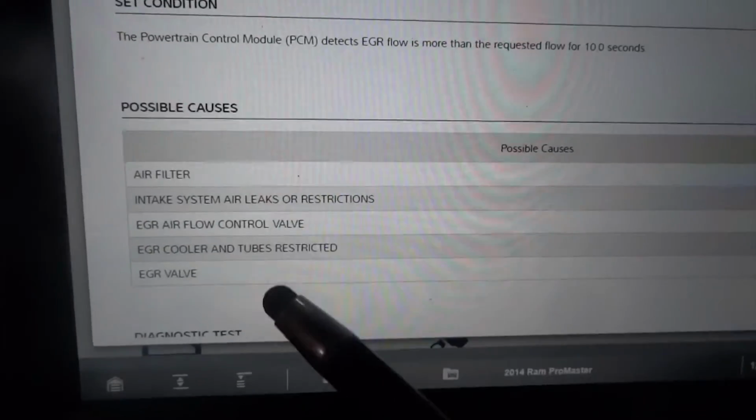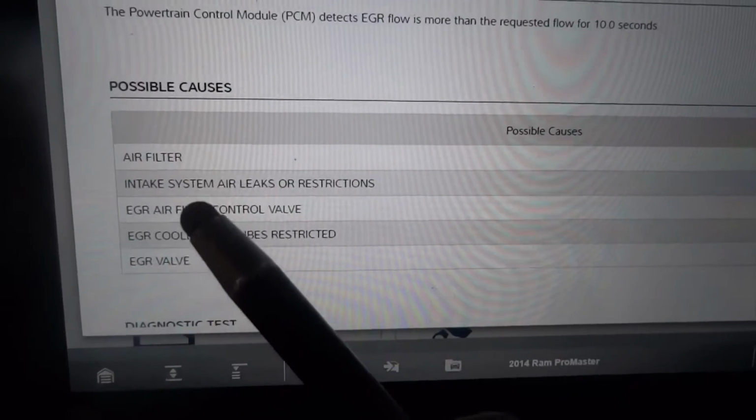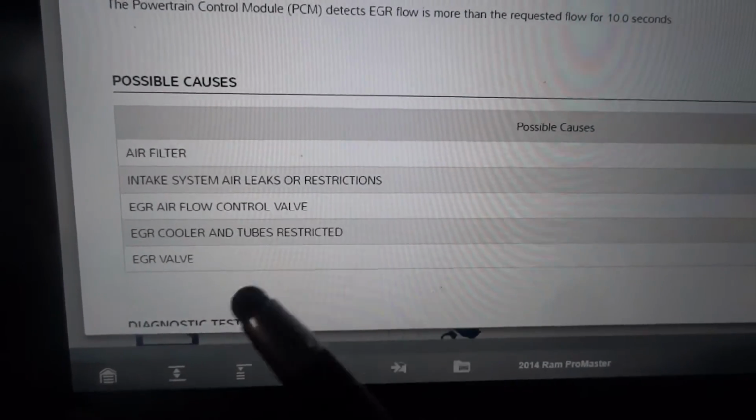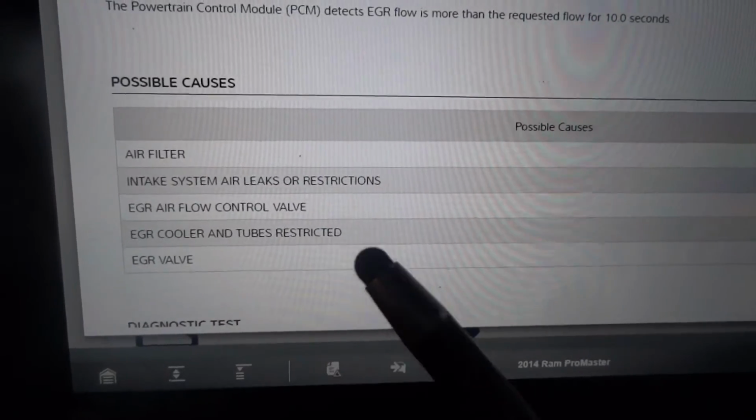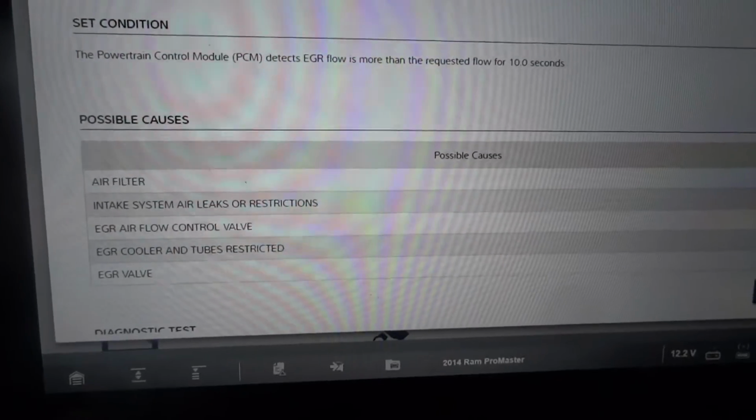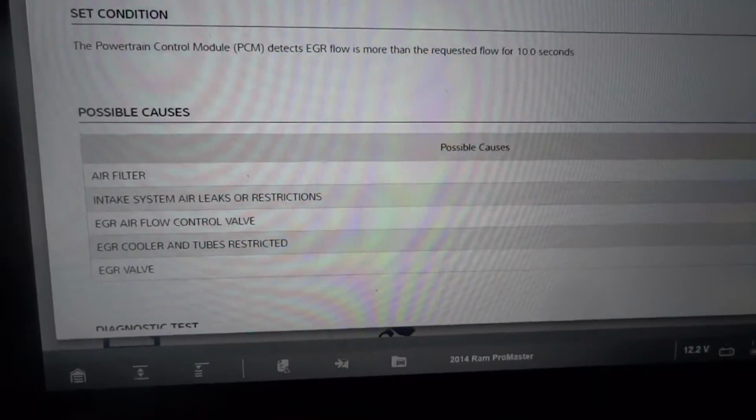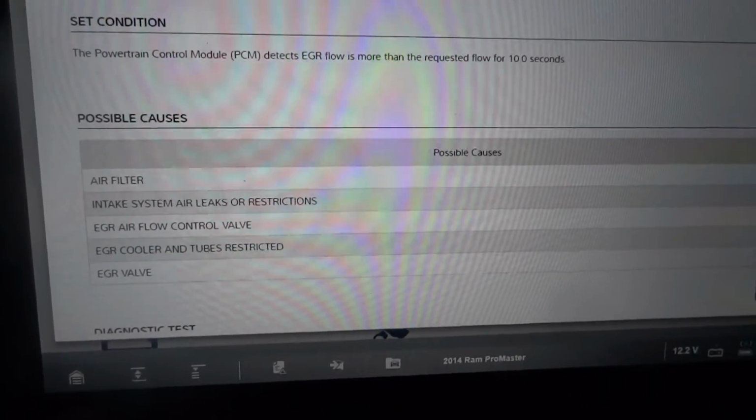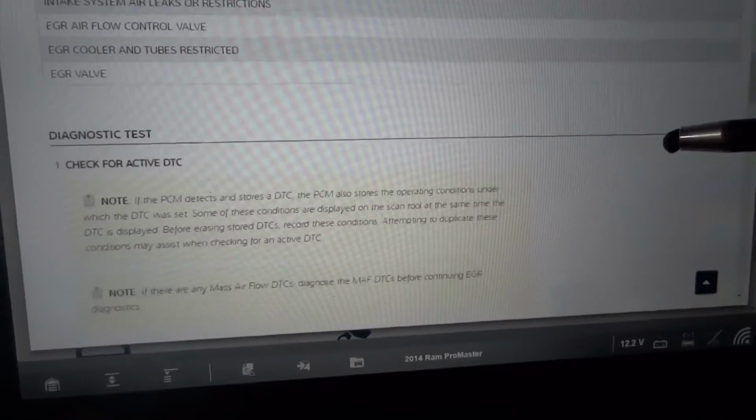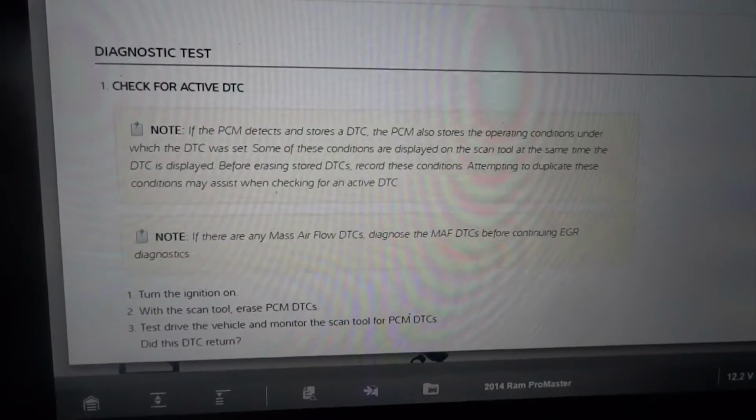And the possible causes are air filter, intake system air leaks or restrictions, EGR airflow control valve, EGR cooler and tubes restricted, EGR valve. Okay, so it could be the EGR valve itself. We could have a leak between the mass airflow sensor and the throttle body. We could have a defective mass airflow sensor. So that's good to know. Let's see what else we have.